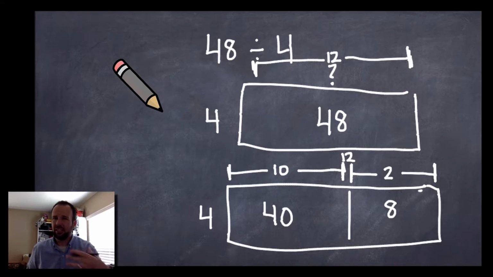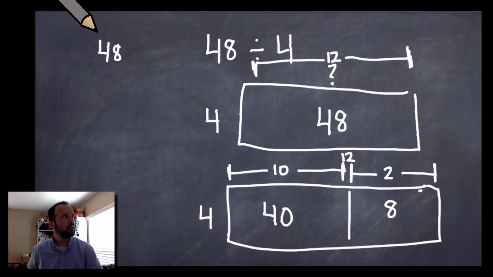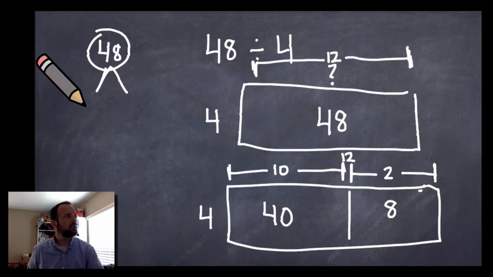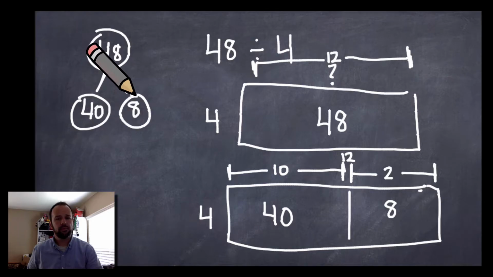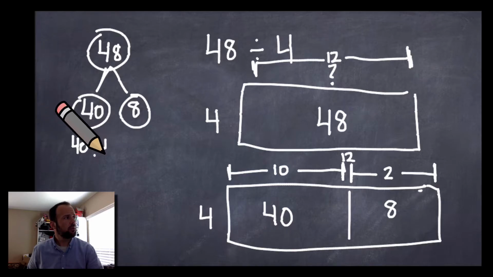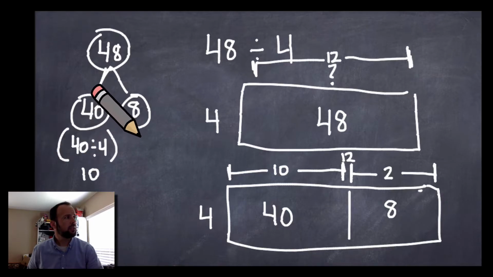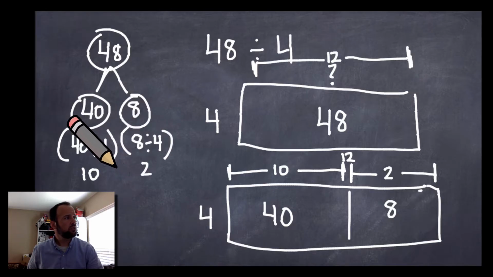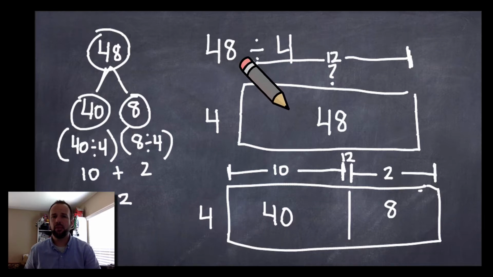Okay? Again, to frame this in another sense, let's go back to what we know about number bonds. If I had the number 48, and I split it into a 40 and an 8, I could think of this as 40 divided by 4, which is 10, and 8 divided by 4, which is 2, and 10 plus 2 would give me 12. So that's what that missing distance is going to be. That's what our quotient is going to be. The answer to our division problem is going to be 12.